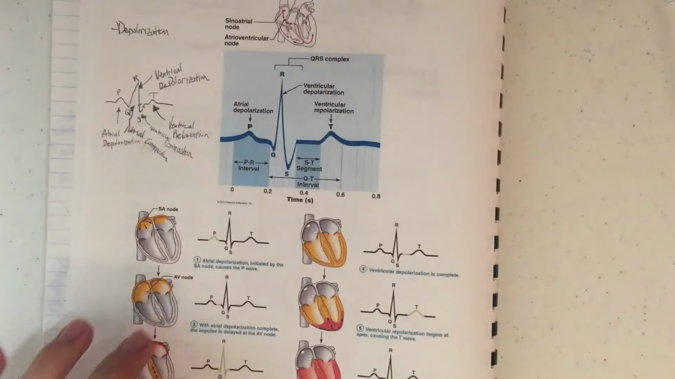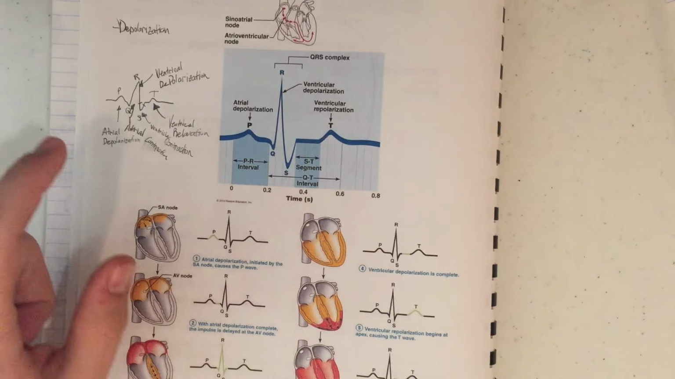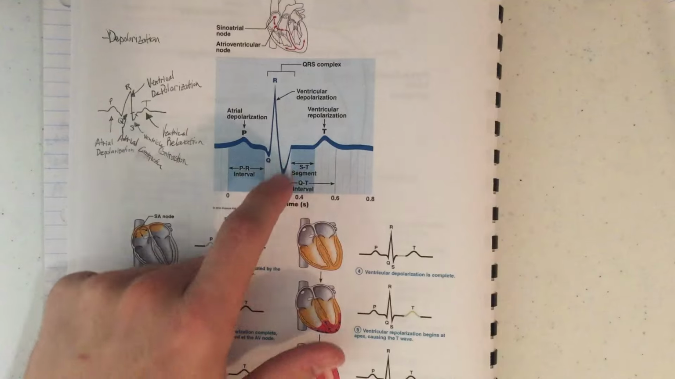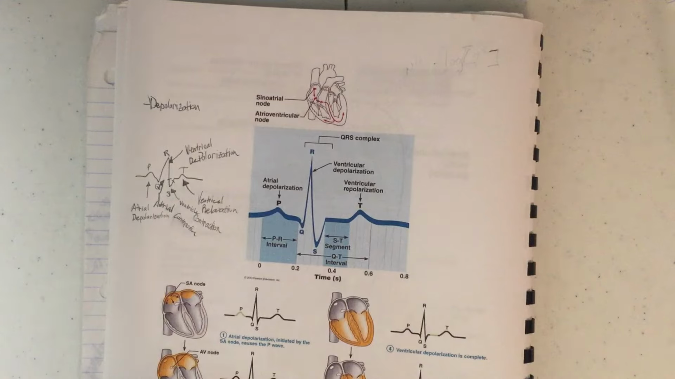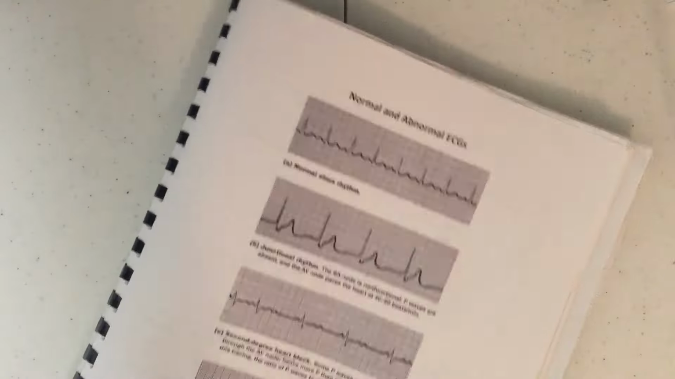EKGs, really quick. You have a P wave, a QRS complex, and then a T wave. And so that's kind of atrial contraction. Down here is ventricular contraction and recharging that stuff. Yeah, atrial contraction, ventricle contraction. The depolarization is just right before the contraction because of how muscles contract.